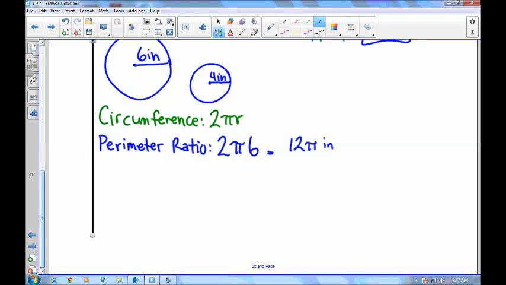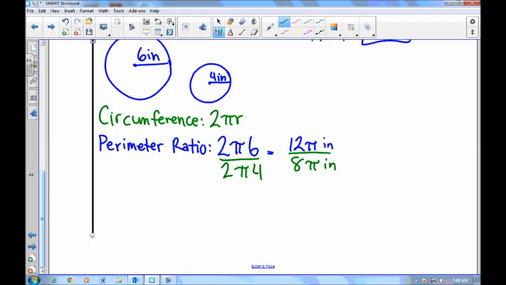Okay. Now, let's divide by the smaller circumference. The smaller circumference looks like we have a radius of 4. Noah, what would our smaller circumference be? Good, which would turn into how many pi's? Well, 2 times 4 makes how many pi's? 8 pi's.